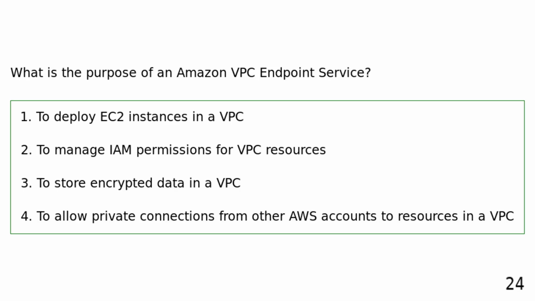What is the purpose of an Amazon VPC endpoint service? To deploy EC2 instances in a VPC. To manage IAM permissions for VPC resources. To store encrypted data in a VPC. To allow private connections from other AWS accounts to resources in a VPC.